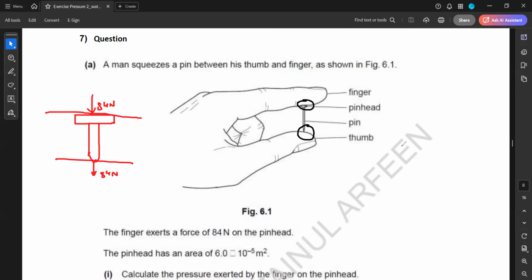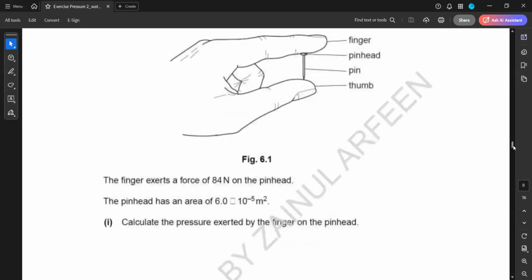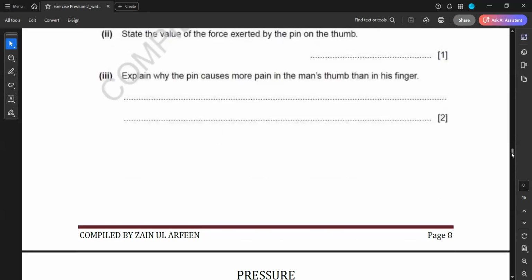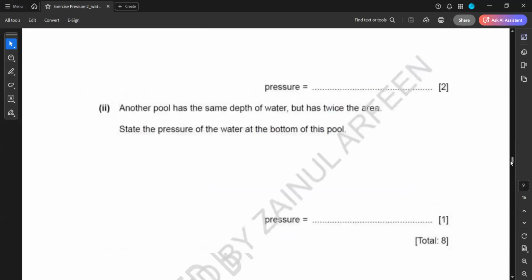So if the area is less, the force is the same, but the area in contact is less, which means the pressure will be greater on the thumb. Here the area in contact is greater, because pressure is force acting on unit area. So if the area is greater, the pressure will be less. Clear? So you have to relate that the area in contact with the thumb is less. That's why it will experience more pressure, which causes more pain in the thumb compared to that in the finger.